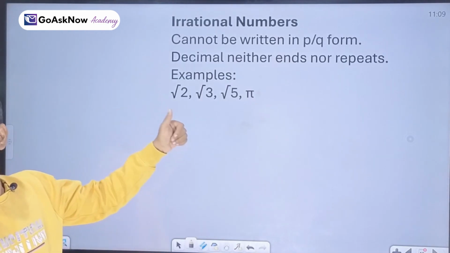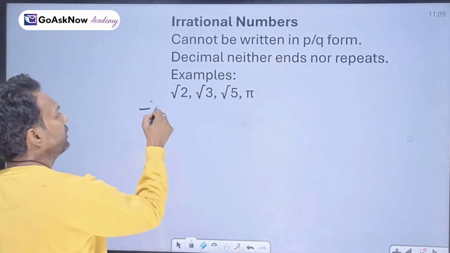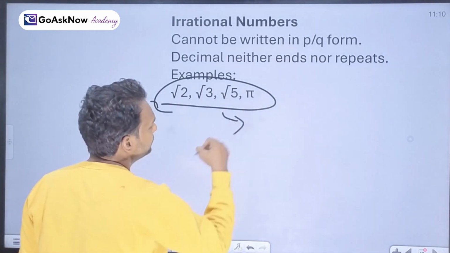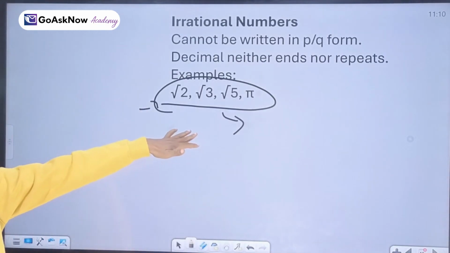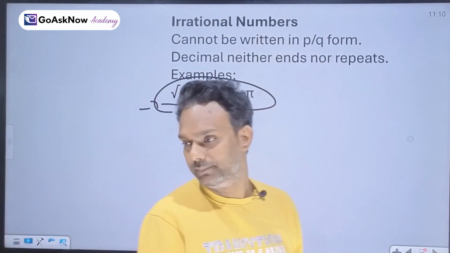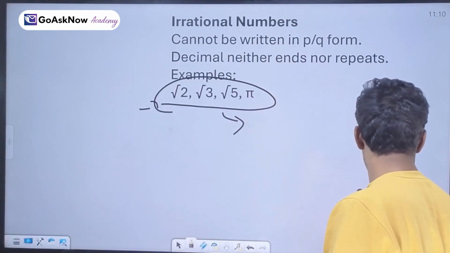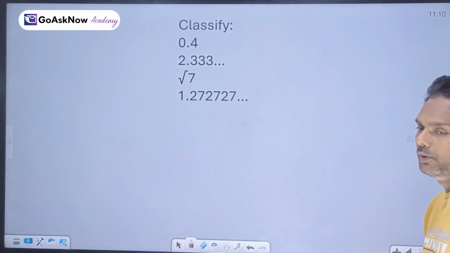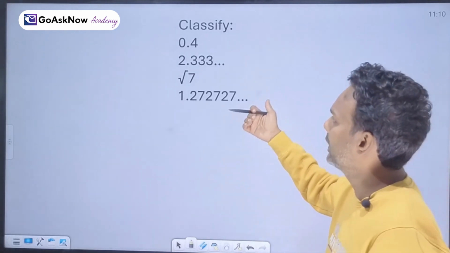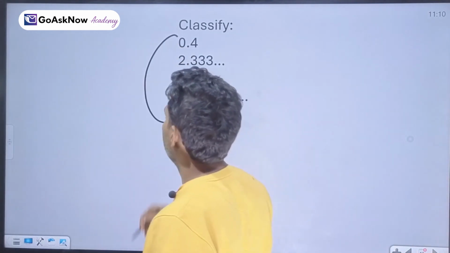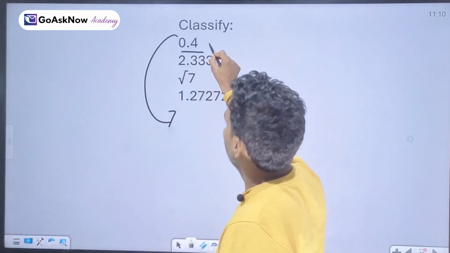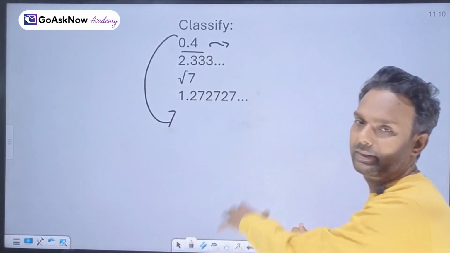I've already told you about what is an irrational number: root 2, root 3, root 5 and pi. These are examples of irrational numbers. So we are going to classify here the types of number. 0.14. What is it? What can you say about this number?